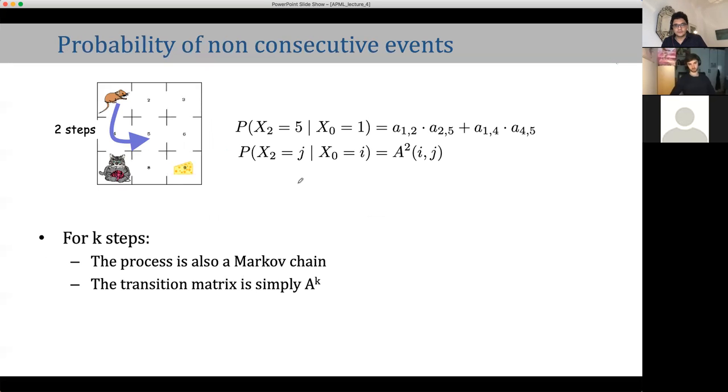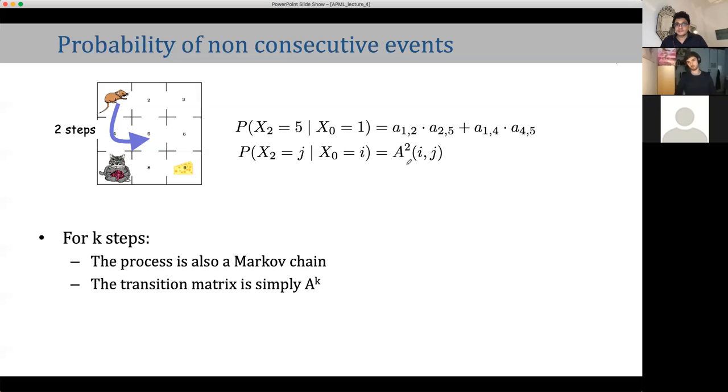I could do so if you like, but you can easily show that the probability of going from state i to state j is just the transition matrix A to the square, just because of basic linear algebra, taken at row i, column j.